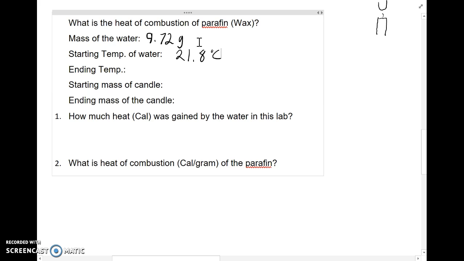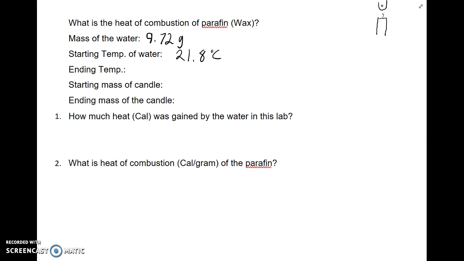The next thing I have to do is measure the mass of the candle. Certainly I'm not going to burn this entire candle away. I'm only going to burn a portion of the candle, and I need to know how much of the candle burns so I can calculate calories per gram. So I need to measure that candle wherever it starts, and we'll say it starts with a mass of 38.78 grams.